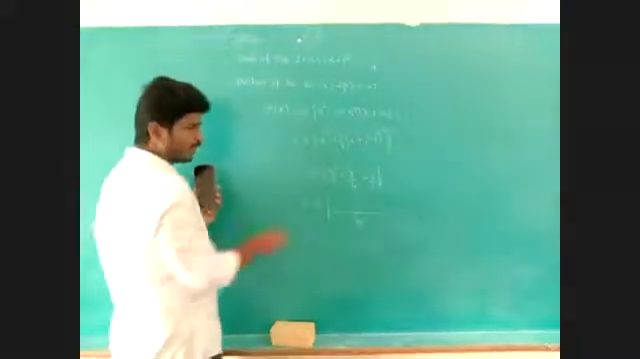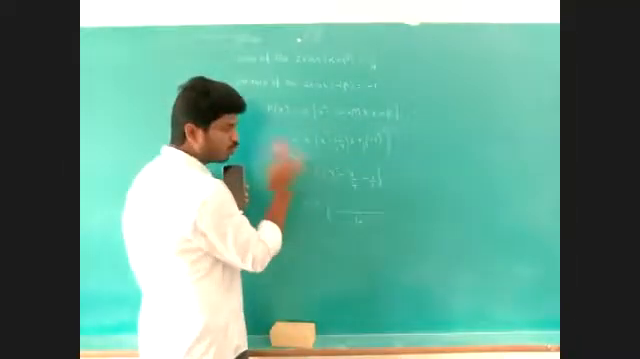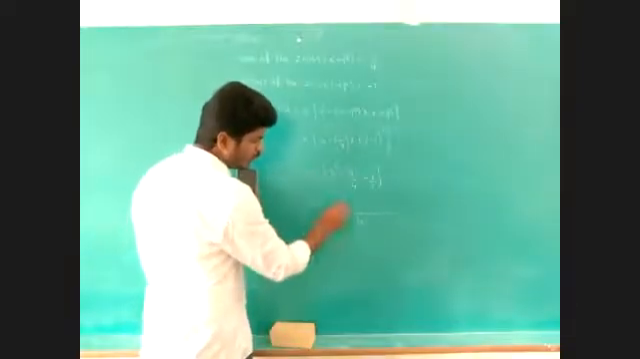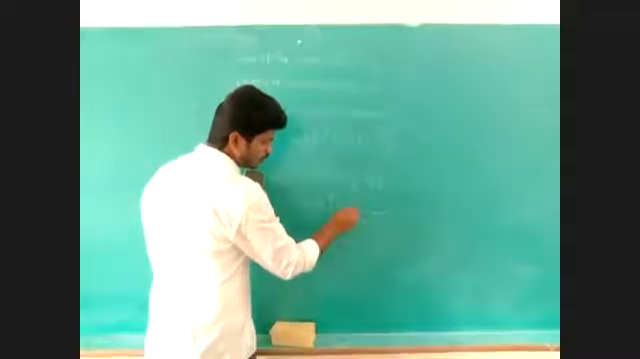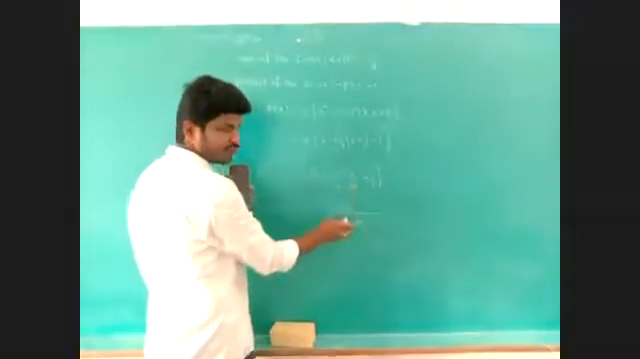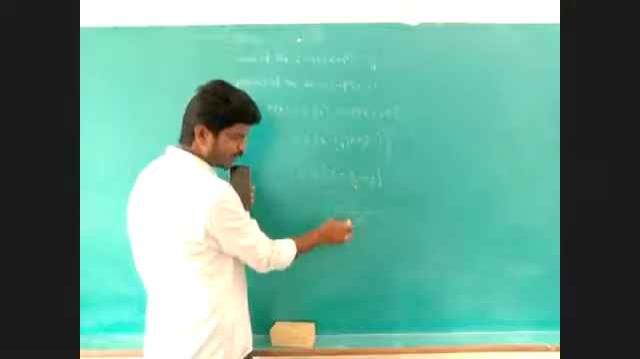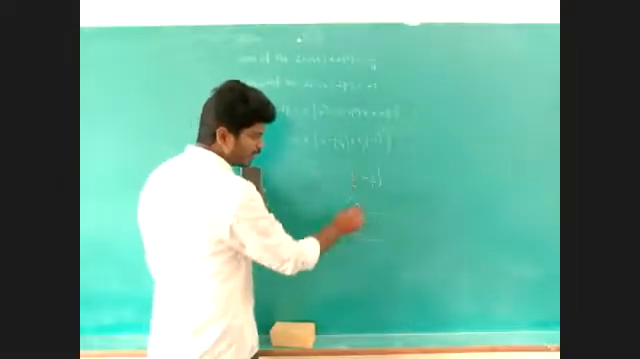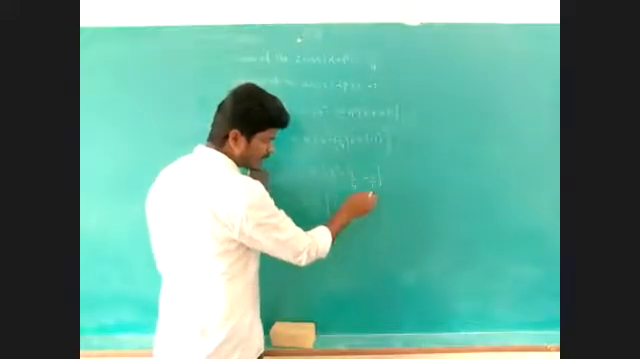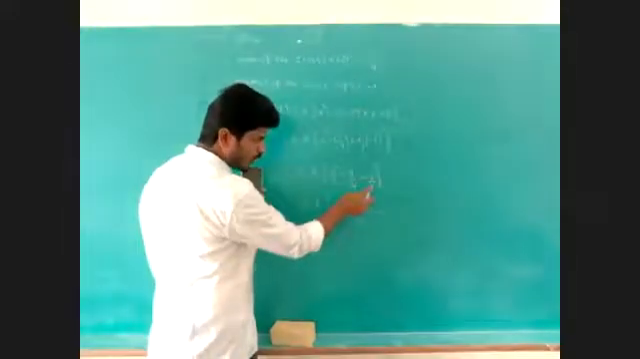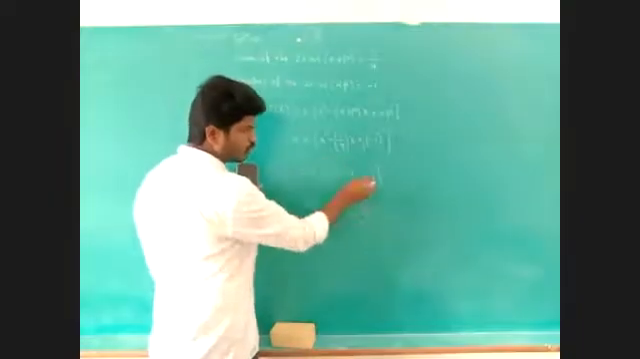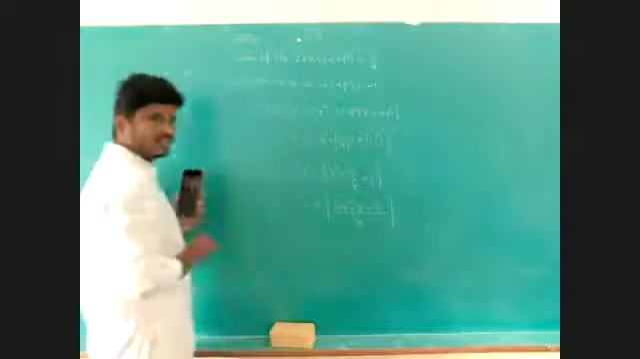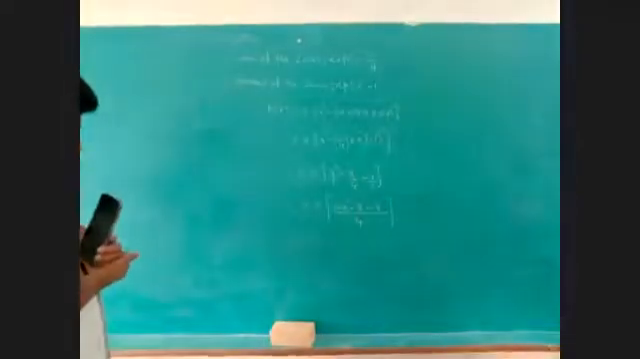Then what about the numerator? 1 4s are 4, so 4 into x square gives 4x square. Minus, 4 1s are 4, so 1 into x gives x. Minus 1 4s are 4, so 4 into 1 is 4. Is it clear this step? So we get 4x square minus x minus 4.